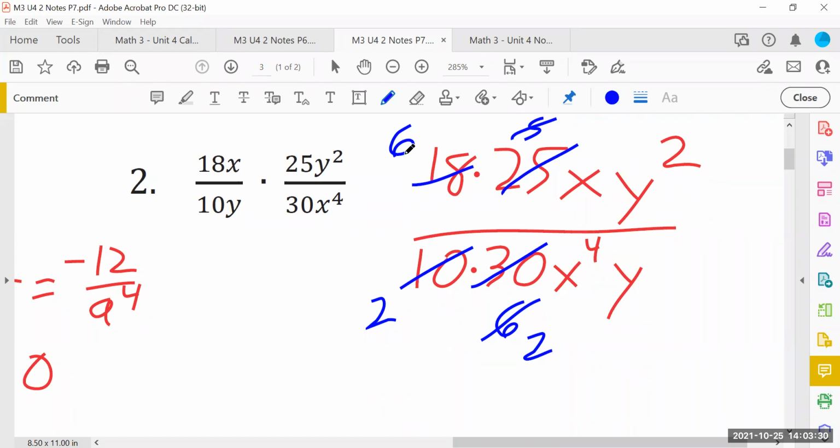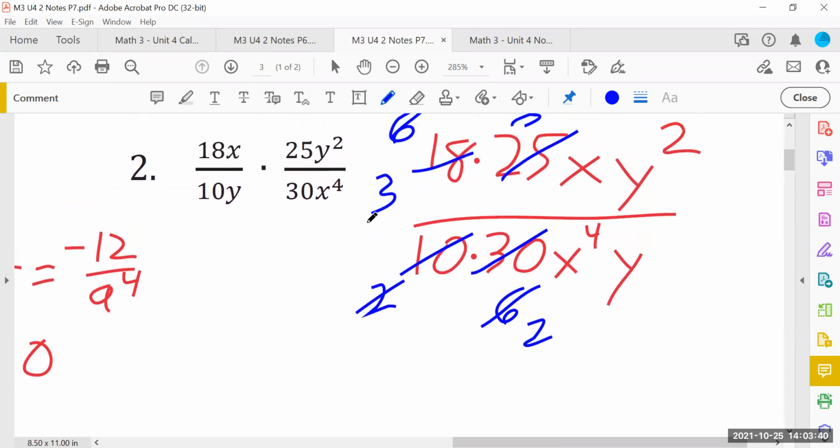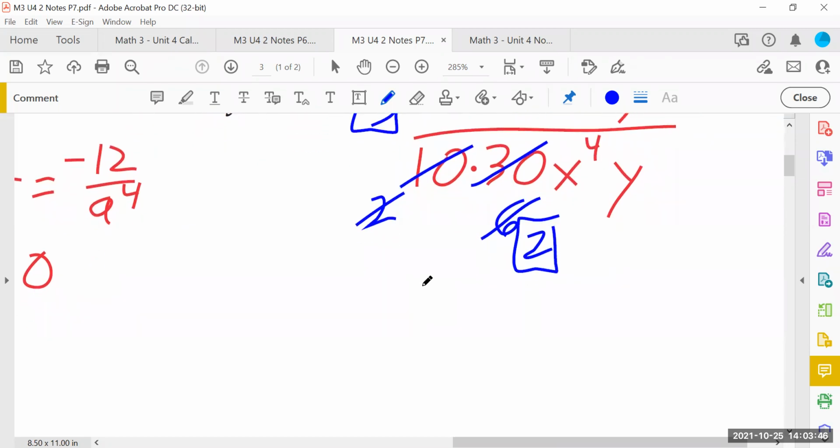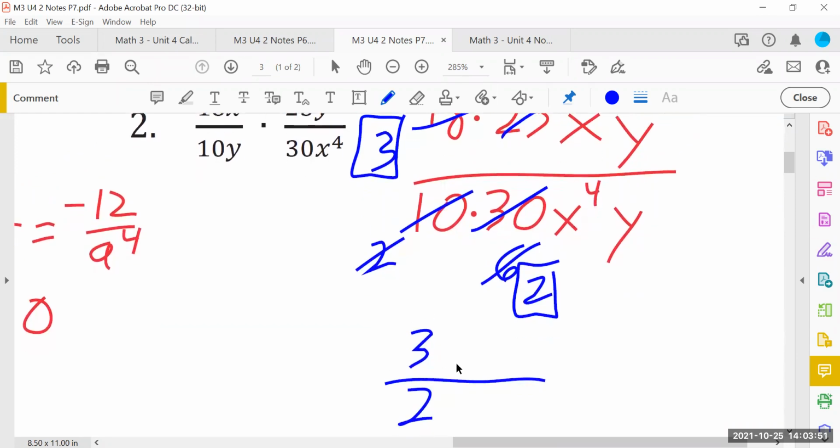Almost done. We have to keep going? 2 goes into 6 3 times. So I can get rid of one of the 2's. And this whole thing, 18 times 25 over 10 times 30, reduces down to 3 over 2. That was a lot of work for this one problem. Yep. There's going to be a lot of that.